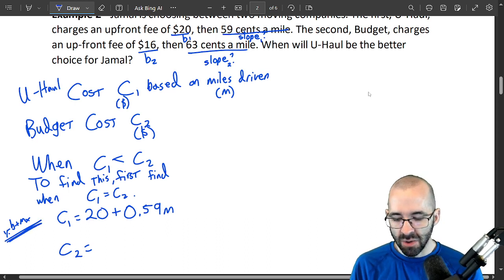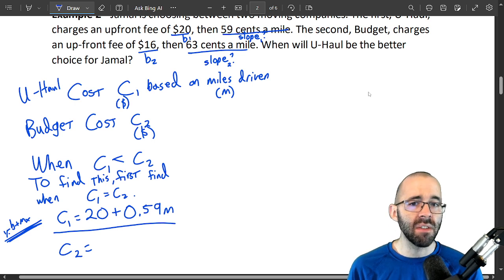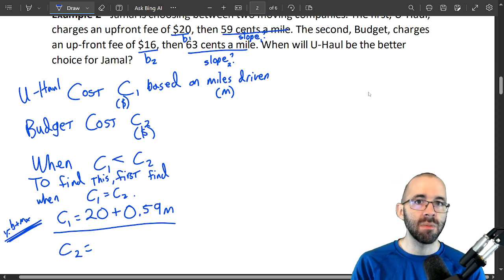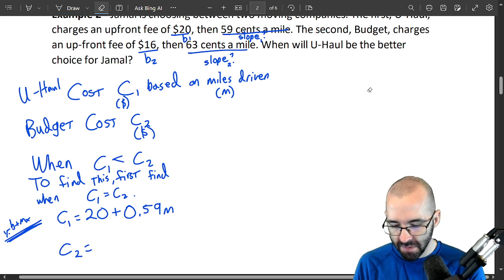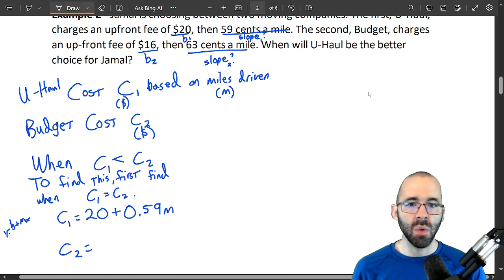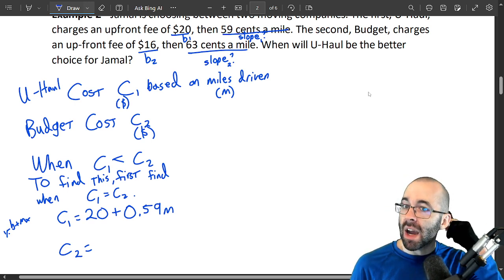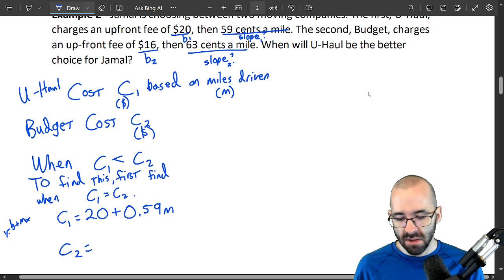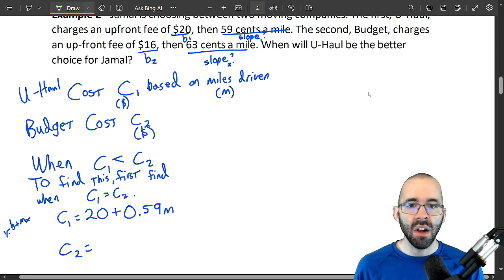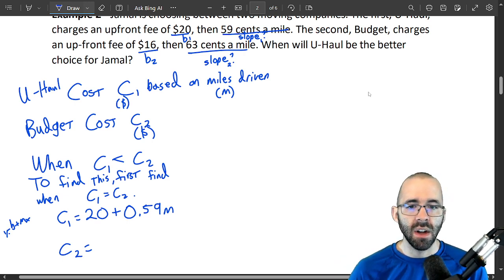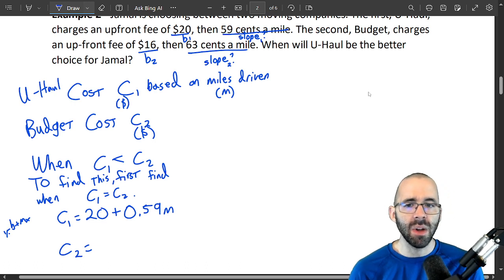Again, we think of it as y equals b plus mx, but in reality our variables have different names. We don't have y, we have C1. We don't have x, our input is m, the number of miles. So there we go, we have an equation. Let's do a quick gut check to make sure it makes sense. If we don't drive any miles, if m is 0, what's our cost? 20 bucks. That sounds right. If we drive 10 miles, what's our cost? 20 bucks, and then an extra $5.90, which matches what we think it should be. $25.90 for 10 miles. So it looks like we got this right.